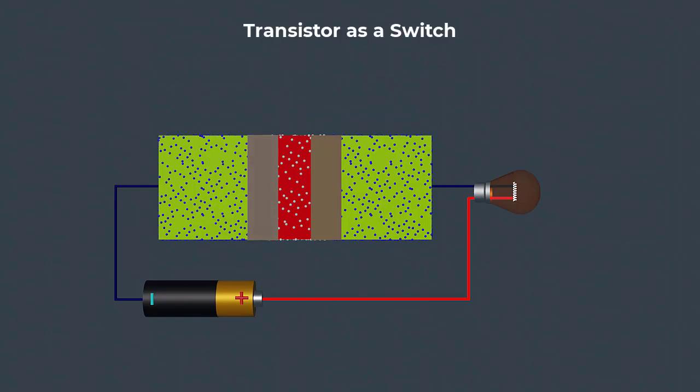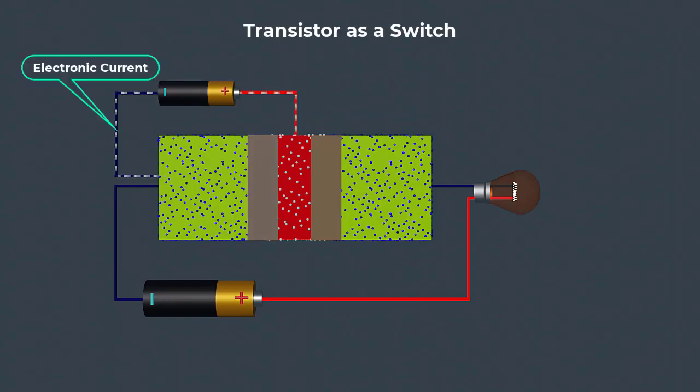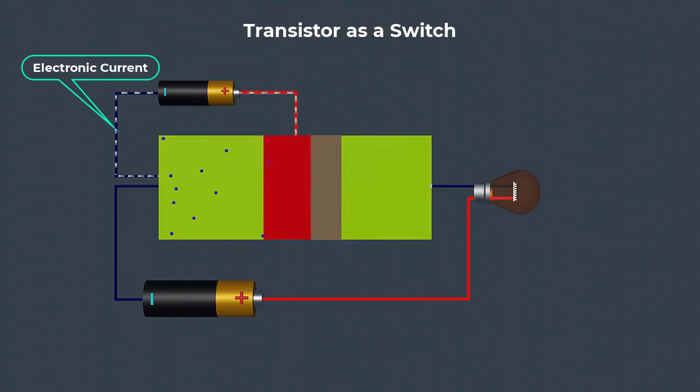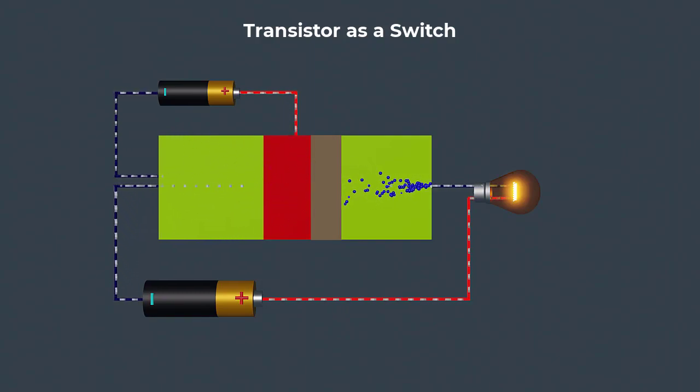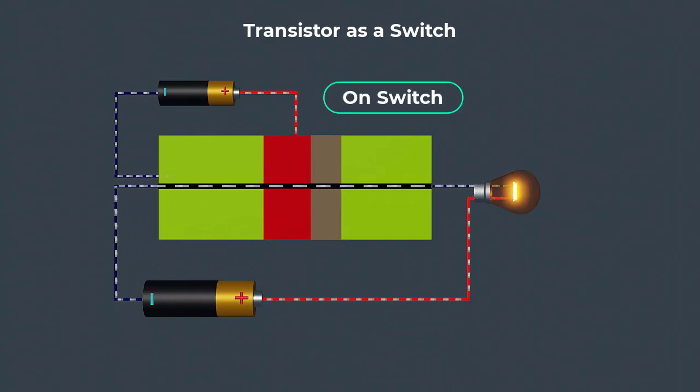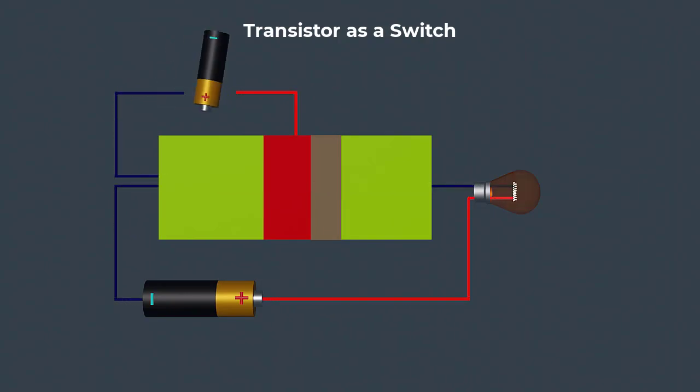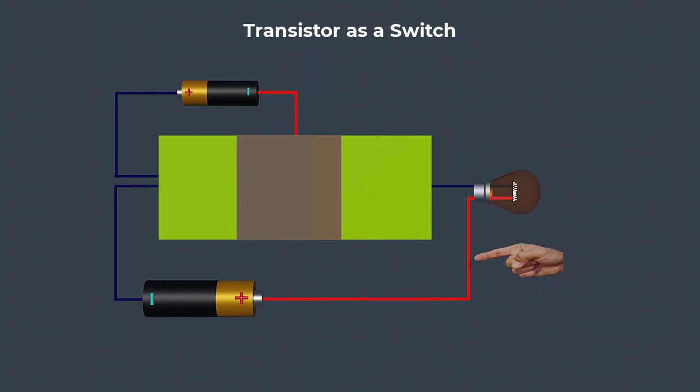If the base emitter junction is forward biased, the depletion layer is narrowed and more electrons can flow from the emitter to the collector. This increases the collector current and the transistor acts as an on switch. If the base emitter junction is reverse biased, the depletion layer is widened and no current flows from the emitter to the collector. In this way, a transistor acts as an off switch.